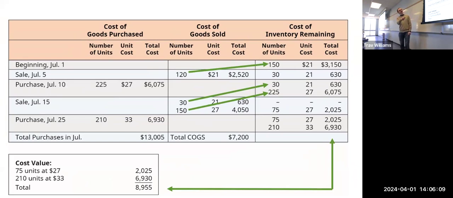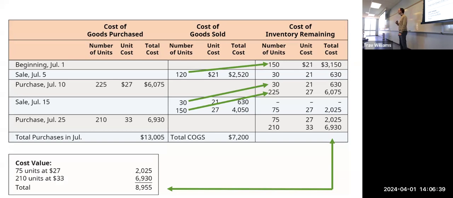So when we start off, again, we have only this one lot. We sell 120 units out of that one lot, so we still have 30 units remaining at $21 each. That part's exactly the same. We make a purchase. This part is the same too. We just carry down the 30 units. We add the new ones that we just bought. But here, when we make our first sale and we have multiple lots, this is where things are a little different.